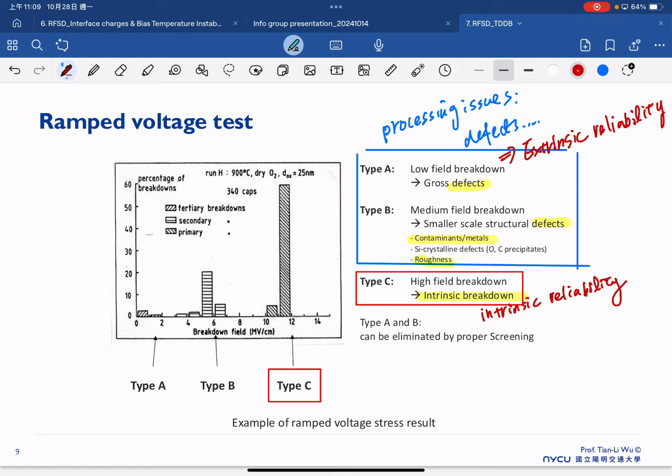So when we talk about TDDB, we are more interested in the intrinsic reliability, because the intrinsic reliability completely reflects the material property, the strength of our SiO2. But the extrinsic reliability is due to defects, and defects can be further optimized if we have better process control. But the fundamental issue will still be related to the dielectric strength here.